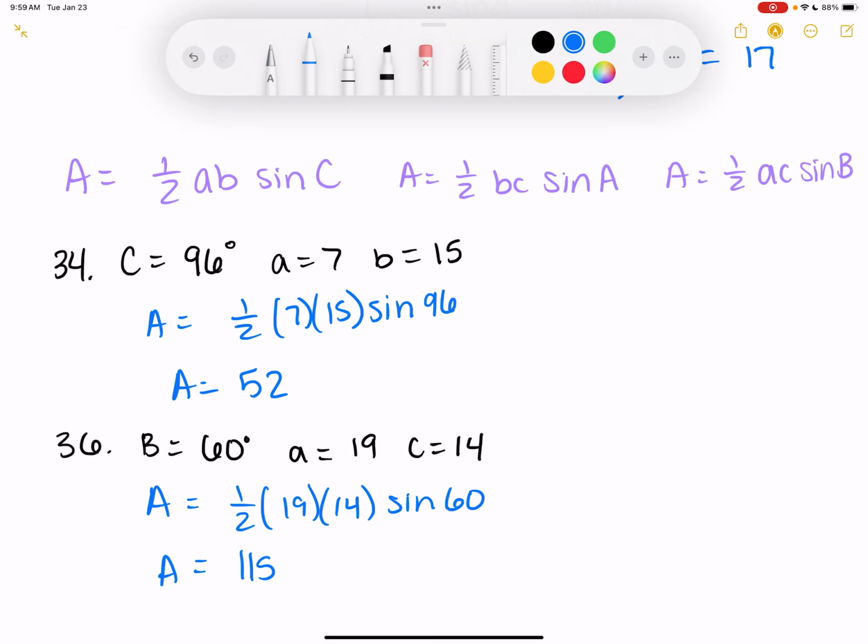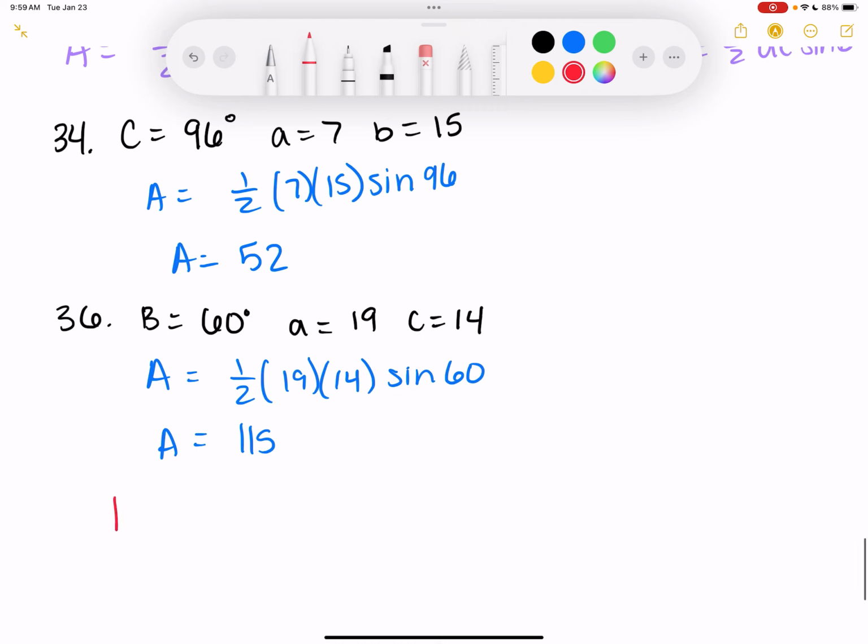All right, then your problems are 3, 7, 19, 21, 27. And 27 is a finding the error in what the person did, just so you know. And then 31 and 35.